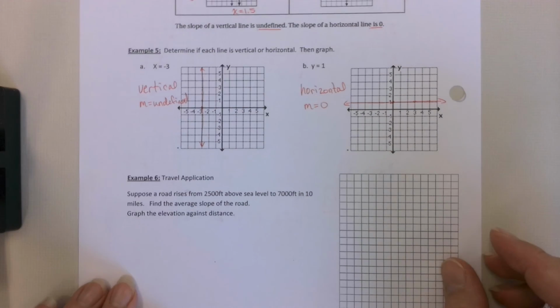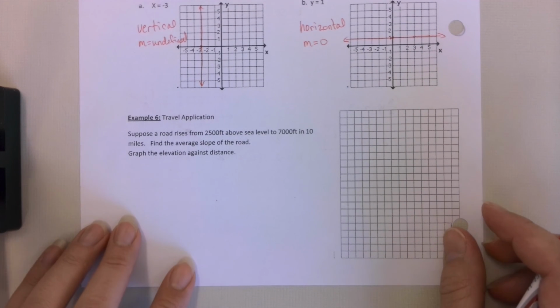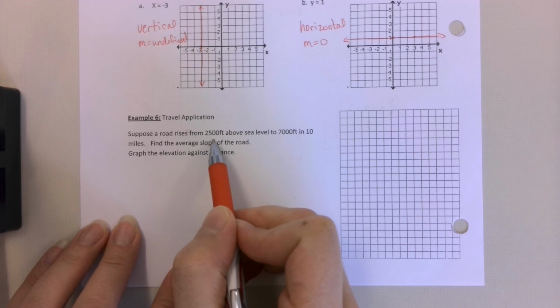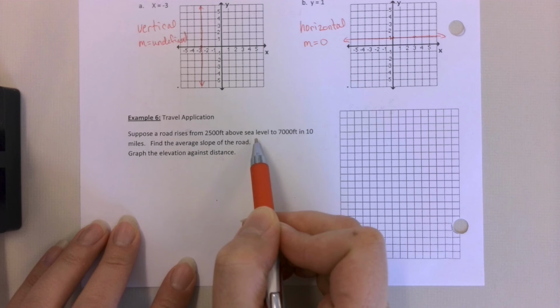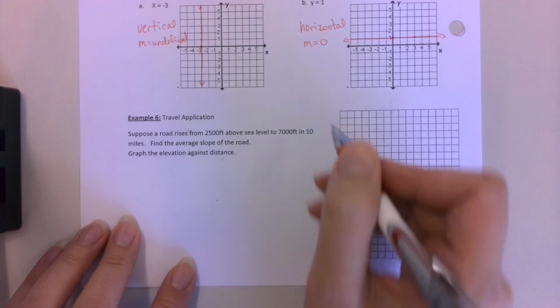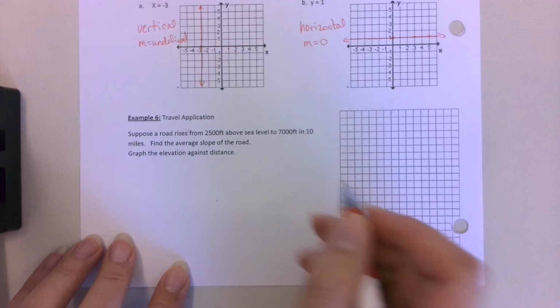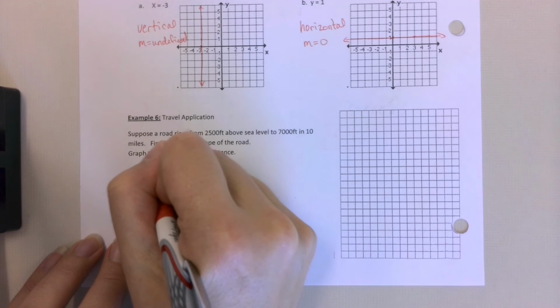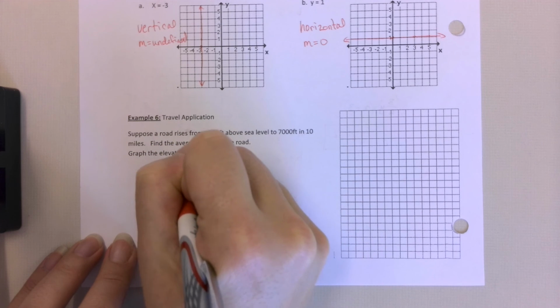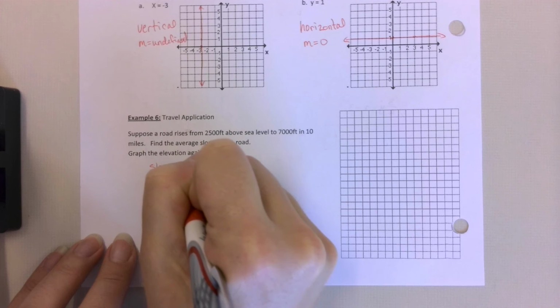All right, in this last example, we have an application problem. So we have a road that's rising 2,500 feet above sea level to 7,000 feet in a total of 10, and it's in miles. We have to be careful with that. Find the average slope of the road. So first, we want to talk about the slope. Slope is always rise over run.